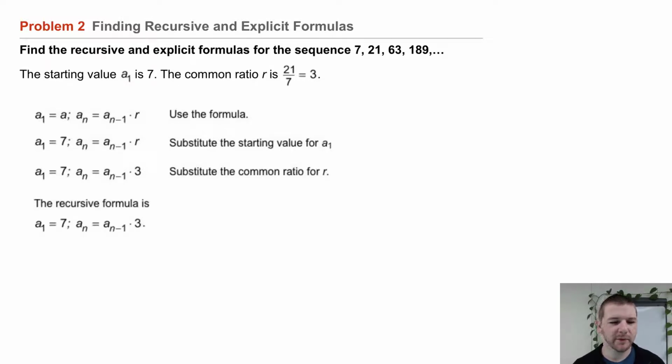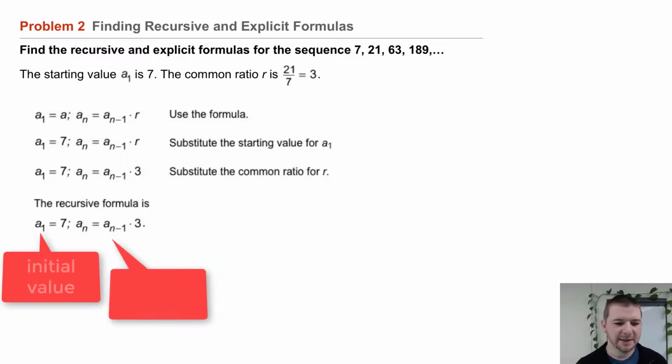So the recursive formula is a sub 1 equals 7, and a sub n equals a sub n minus 1 times 3. Take note the recursive formula always includes two components, stating the initial term a sub 1, and then providing the formula which builds upon a sub 1.